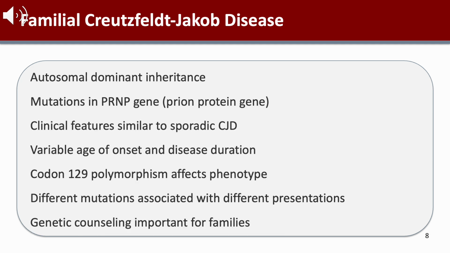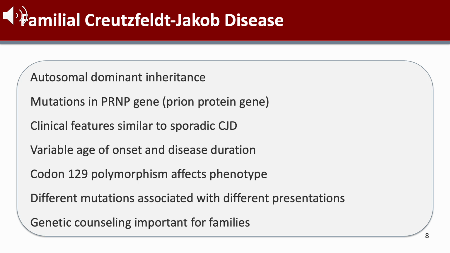Familial Creutzfeldt-Jakob disease accounts for approximately 10% of all prion disease cases and is inherited in an autosomal dominant pattern. This means that individuals carrying a mutation in the PRNP gene have a 50% chance of passing the disease to their offspring. The clinical presentation can be similar to sporadic disease, but the age of onset and disease duration vary depending on the specific mutation present.